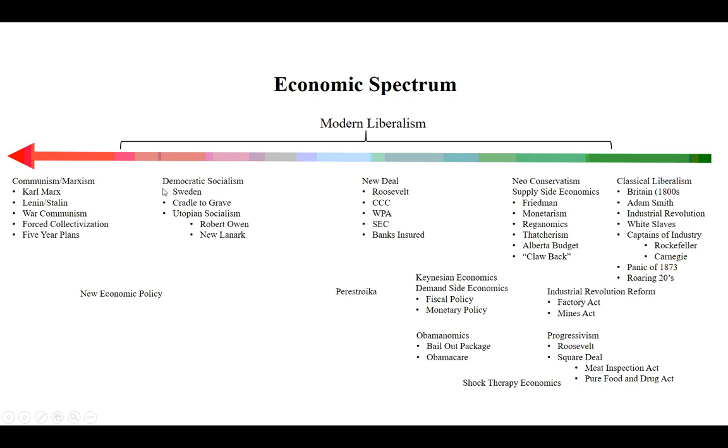So a big teaching moment in 30-1. Modern liberalism is everything in between extreme collectivism and extreme individualism. Everything in between those two extremes is modern liberalism.